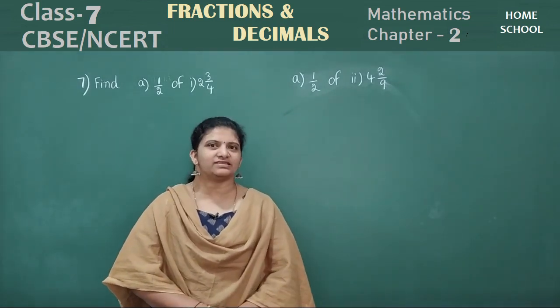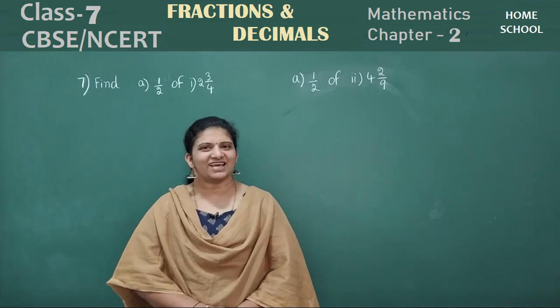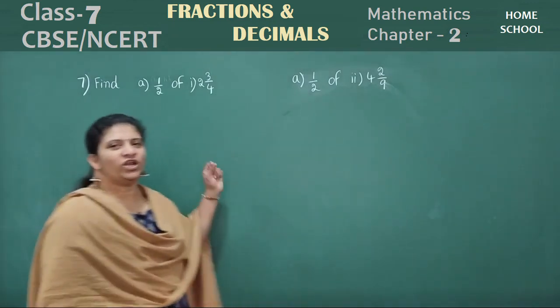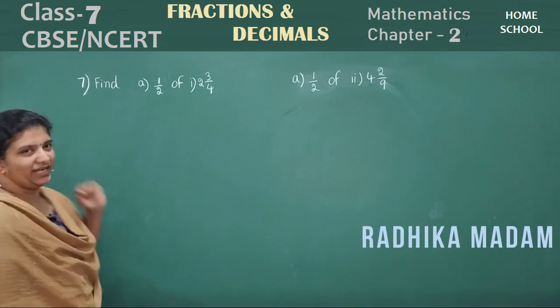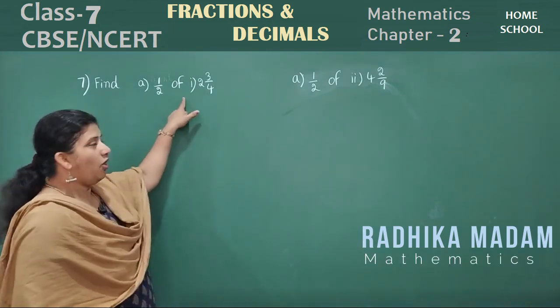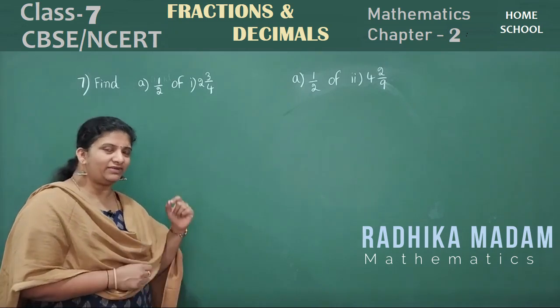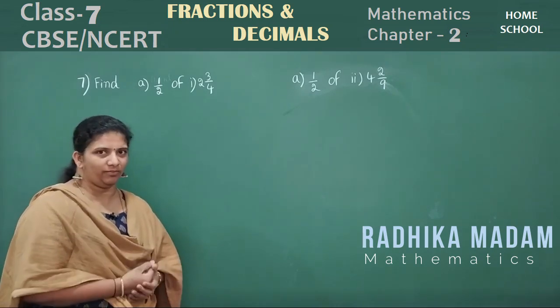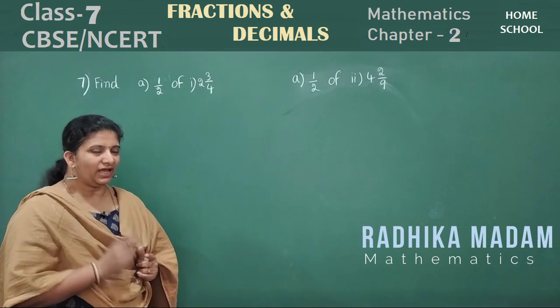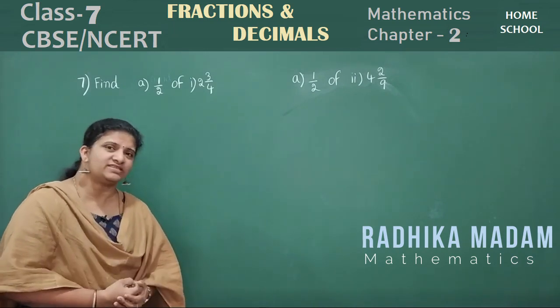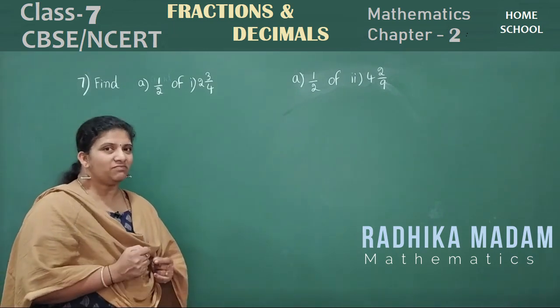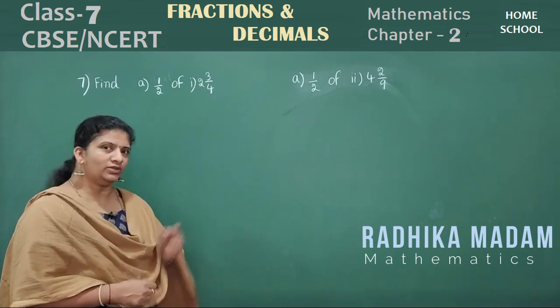We are in our second exercise, question 7. Shall we start? Question 7, what do you have here? Find half of 2 3/4. We have done a similar problem before. We multiplied and again converted into a mixed fraction. The same way we need to do this.